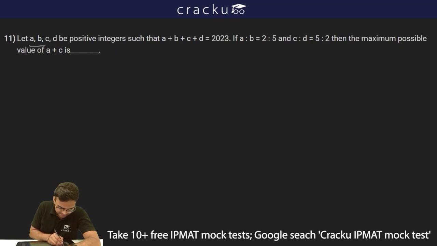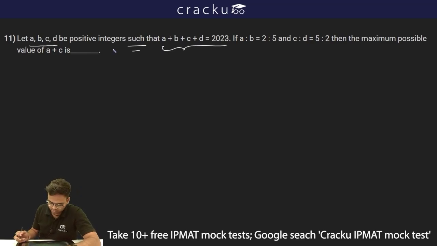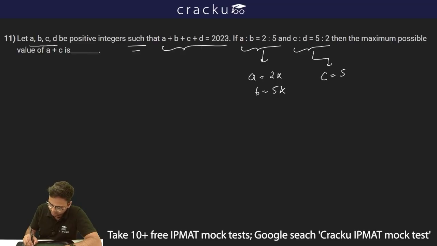Let a, b, c, d be positive integers such that a plus b plus c plus d is 2023. If a is to b is equal to 2 is to 5 and c is to d is equal to 5 is to 2. So let's say if a is to b is 2 is to 5, I can say a as 2k and b as 5k. And c is to d is 5 is to 2, so I can write c is equal to 5m and d is equal to 2m.